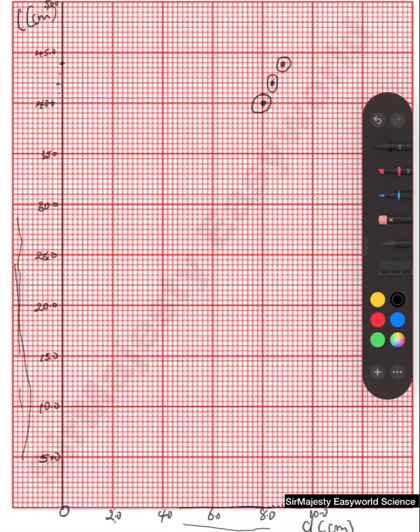And circle. Then the next one is 46 against 9.2. This is 45. This is where I have my 46. My 46 is here. 46 against 9.20.